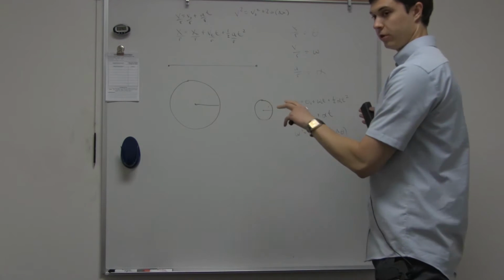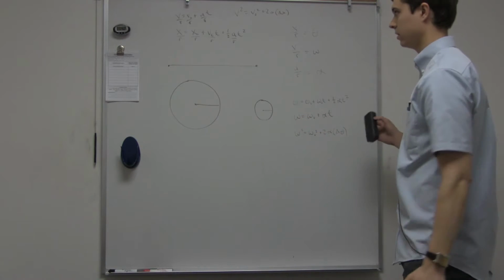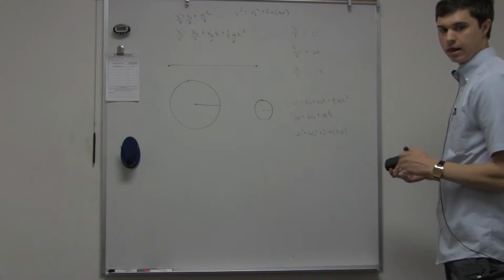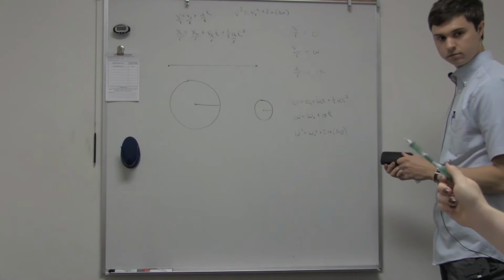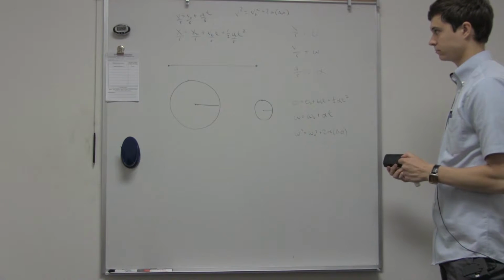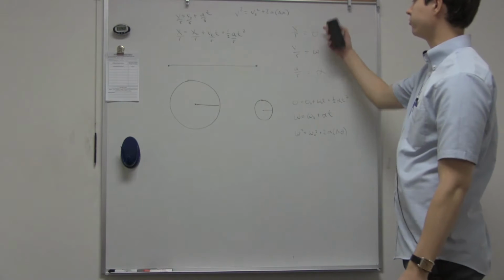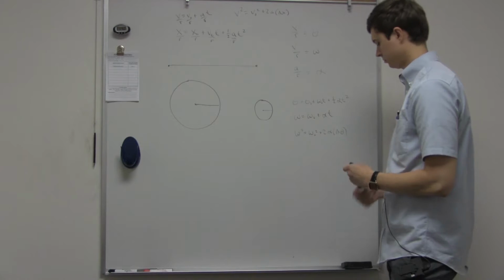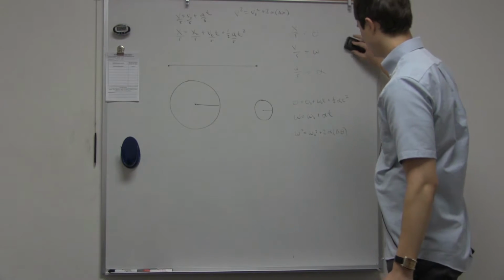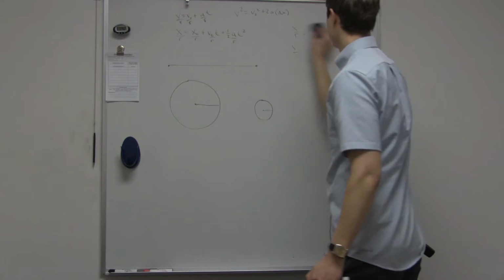This is the kind of review that you were wanting to talk about? Yeah. Was that helpful? Yeah. I couldn't figure out how they were getting the Greek letters from the x naught stuff. Yeah, it's because of this relationship. Cool. So erase all that.